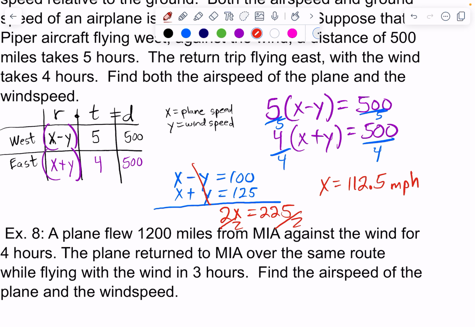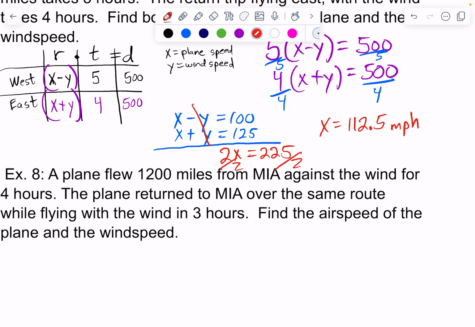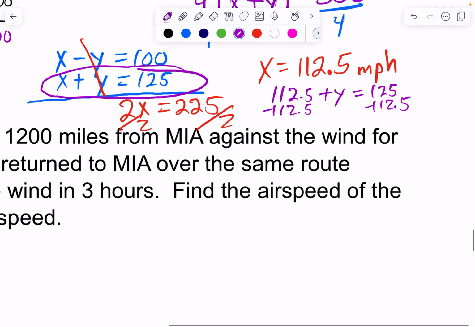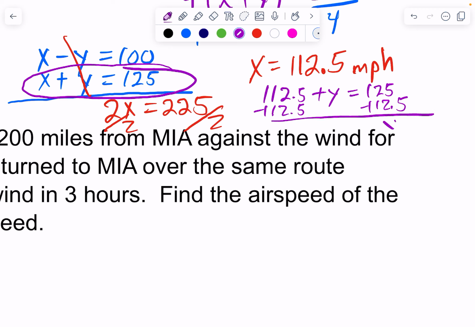And now, how do I solve for y? Don't make a mountain out of a molehill. Plug it in to the equation that you already simplified. So you've got 112.5 plus y equals 125. Subtract the 112.5 to both sides, and y equals 12.5 miles per hour, and that is your wind speed.